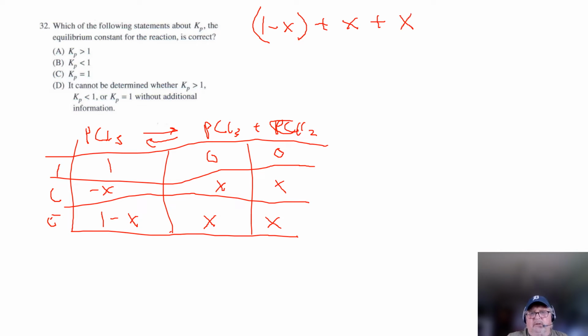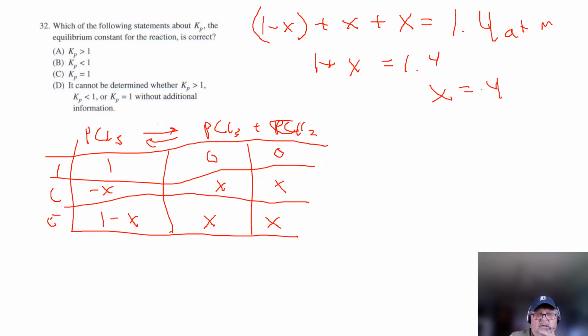We're not doing anything with equilibrium right now. We're just finding out how much pressure each one of the species contributes. So this has to be 1.4 atmospheres. Then we do some simple math and combine terms. We get 1 plus x equals 1.4, and finally x equals 0.4.